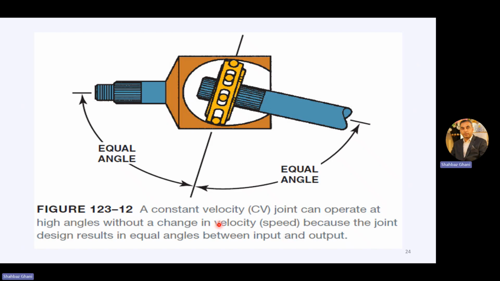So a constant velocity CV joint can operate at high angles without a change in velocity speed because the joint design results in equal angles between input and output. So this is the axis, and this input axis and this output axis, the equal angle is there.